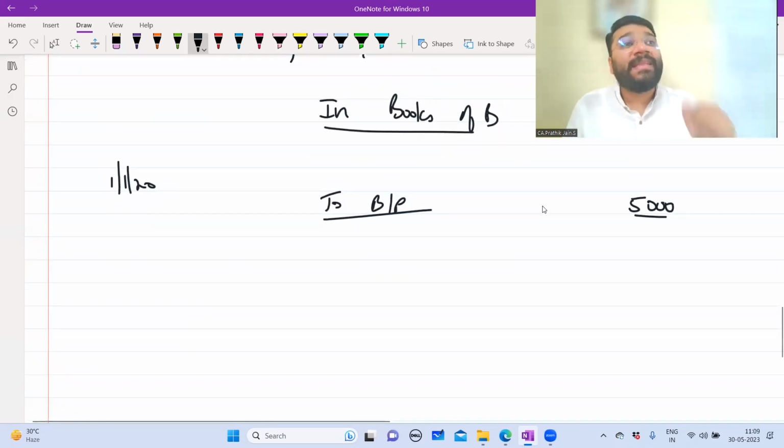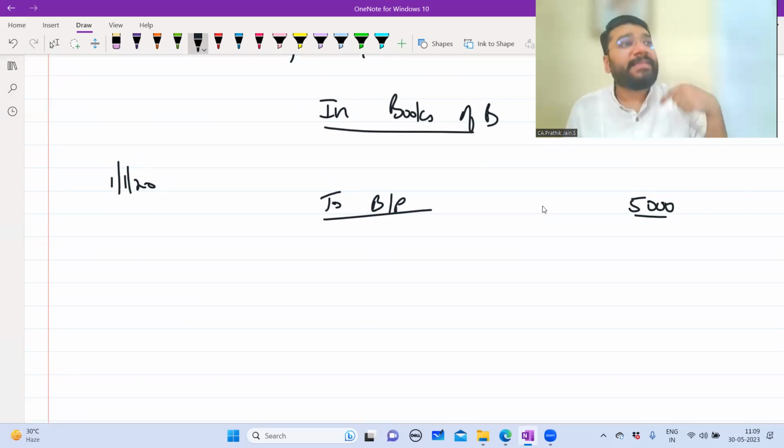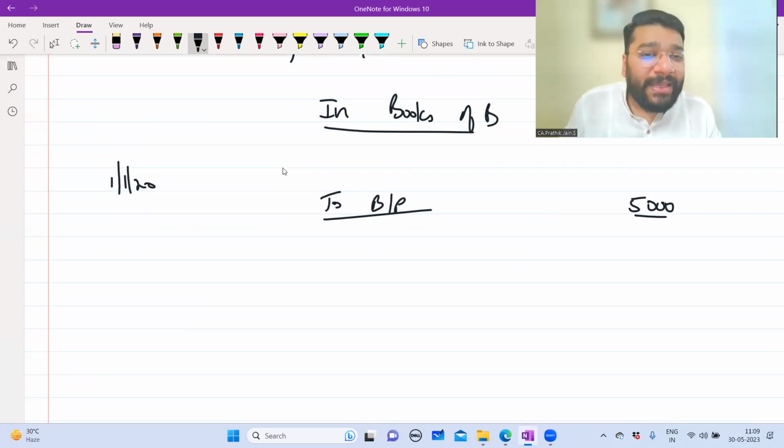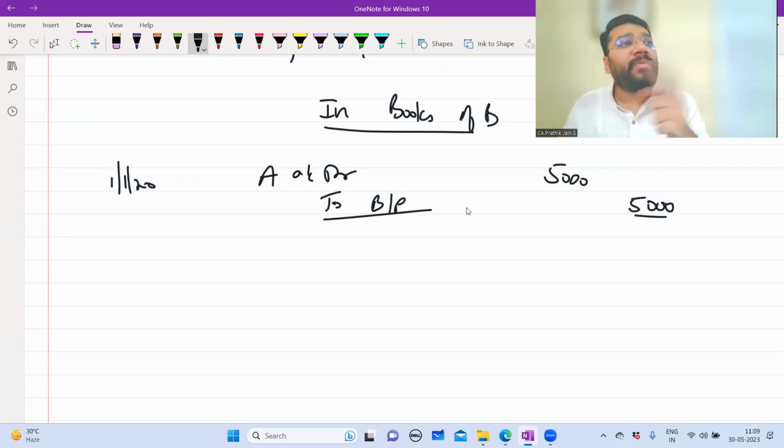A. Anything that we have to receive in future means we have to create an asset. So now we are creating an asset. A account debit 5,000 rupees. If you open the ledger and balance it, you will have a debit balance. If you prepare a balance sheet, this A will go and sit on the asset side of the balance sheet. Which balance sheet? B's balance sheet.